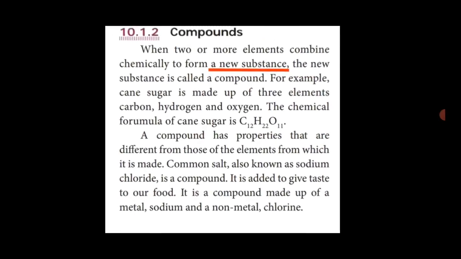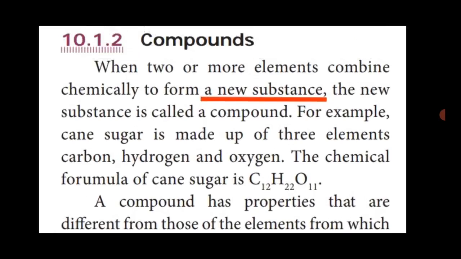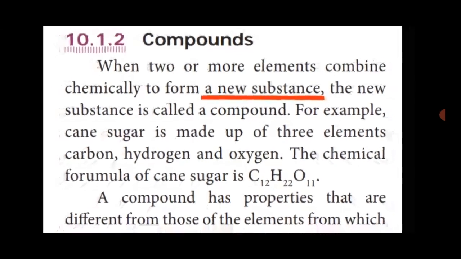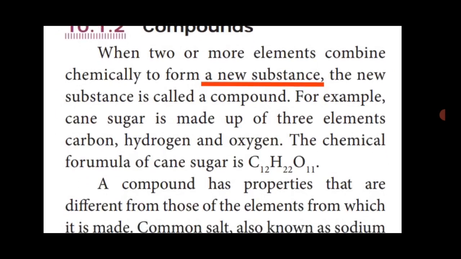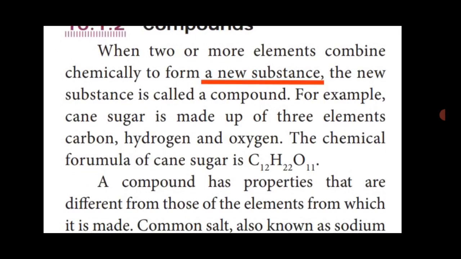What is a compound? Let's see compound. When two or more elements combine chemically to form a new substance, this new substance is called a compound. Two or more elements combine chemically to form a new substance. The new substance is said to be a compound. For example, cane sugar. Cane sugar is made up of three elements, namely carbon, hydrogen, oxygen.